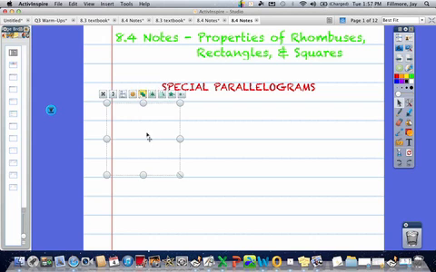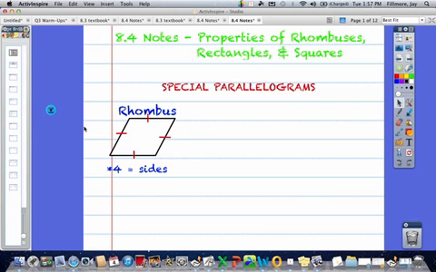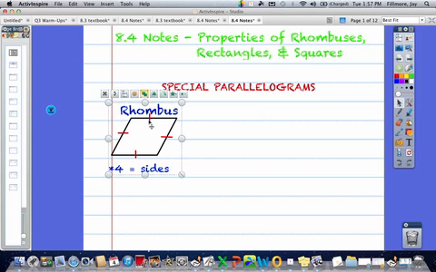Let's start with the rhombus. The rhombus is a special type of parallelogram because it has four congruent sides. Where in a parallelogram, the opposite sides were congruent only. In a rhombus, all four sides are congruent to each other.